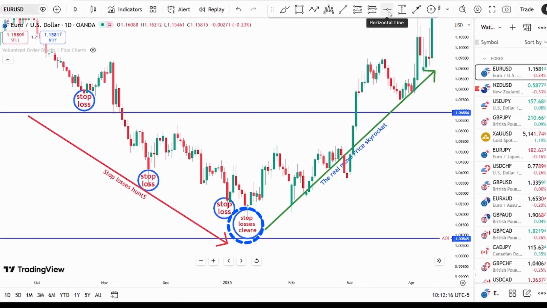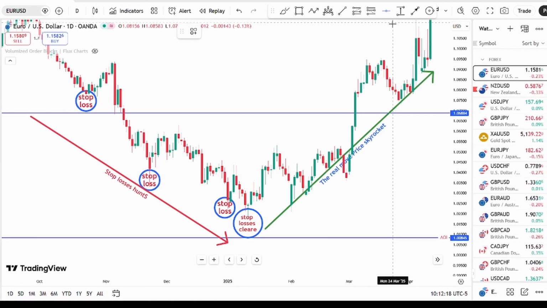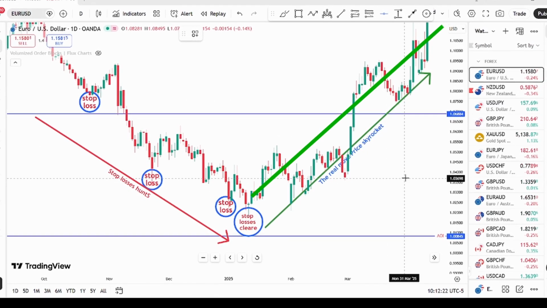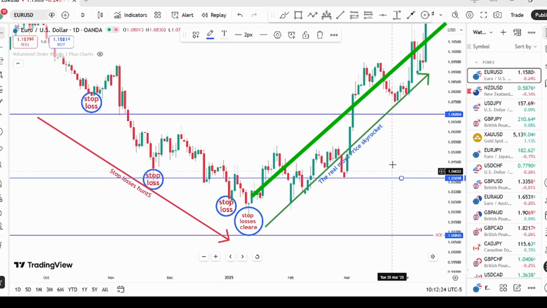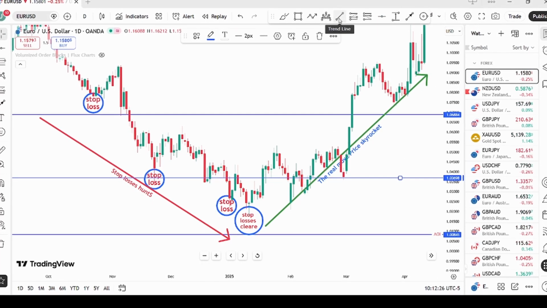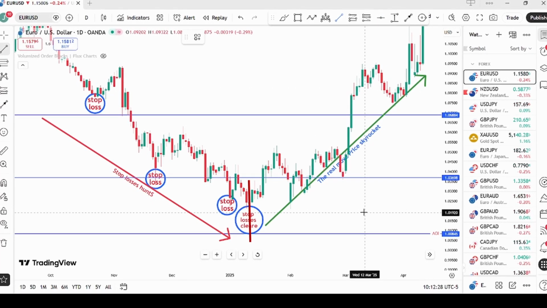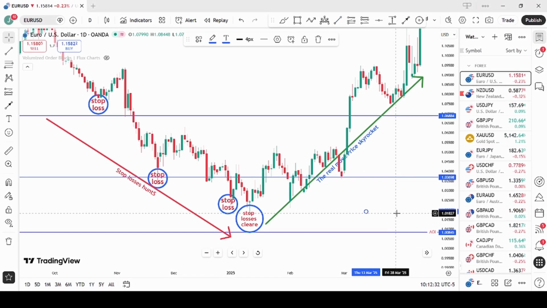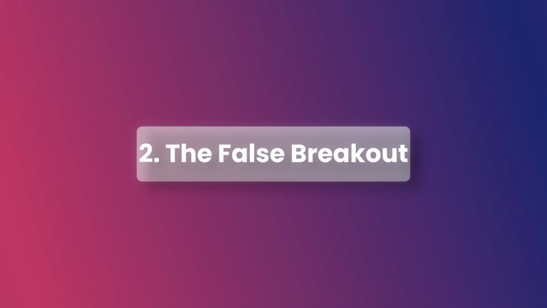Retail traders get stopped out. Institutions buy from their panic, selling at a discount. Then price rockets back up above 1.0800. The only evidence? A wick, a beautiful long lower wick that says, yeah, we were here, we grabbed liquidity, and we reversed. Tactic number 2, the false breakout.